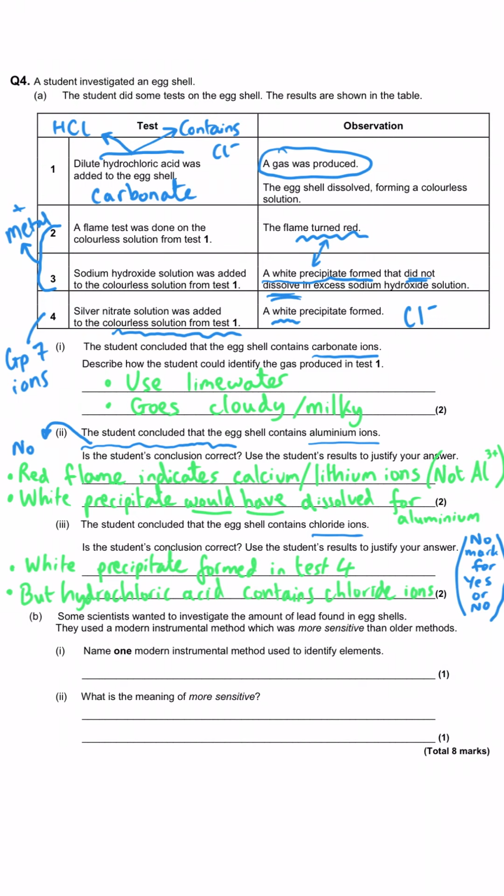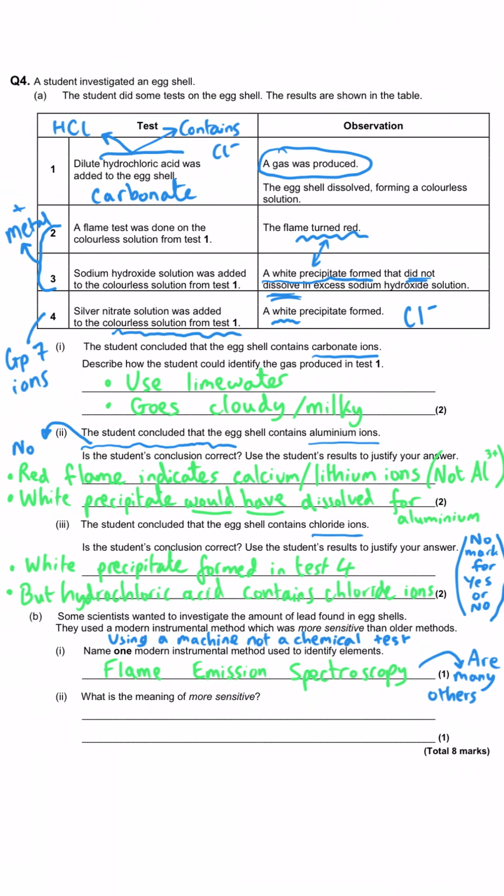And then the final question, we've got scientists wanting to investigate the amount of lead found in eggshells. They used a modern instrumental method, which was more sensitive than older methods. So instrumental methods just means like using a machine. Name one instrumental method for identifying elements. Well, flame emission spectroscopy is the instrumental method that you need to know about. So that's all we need to say to get our 1 mark.